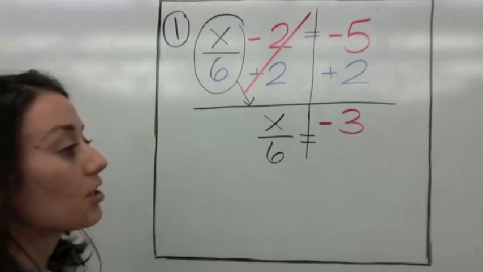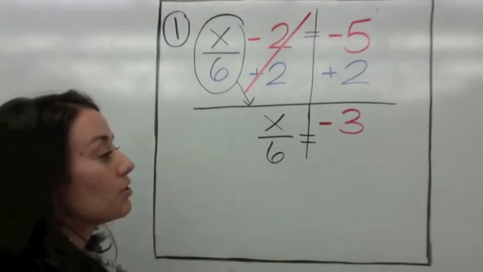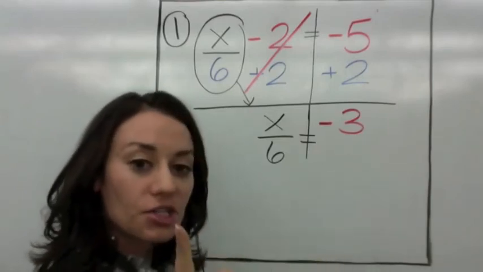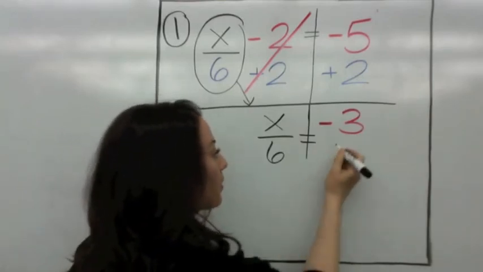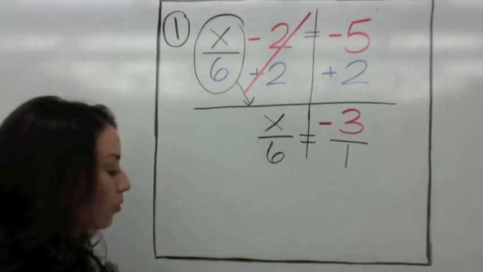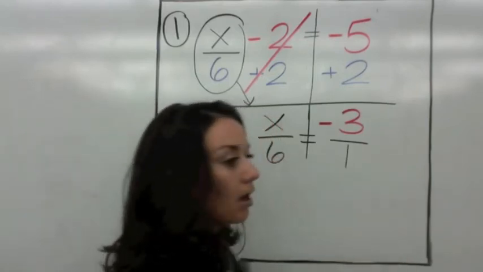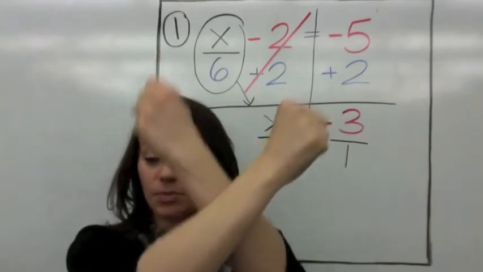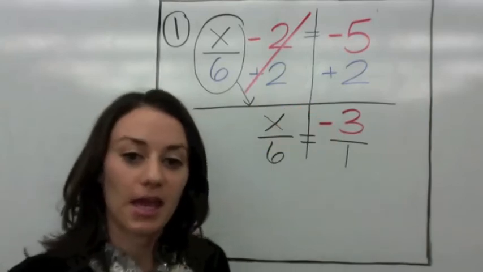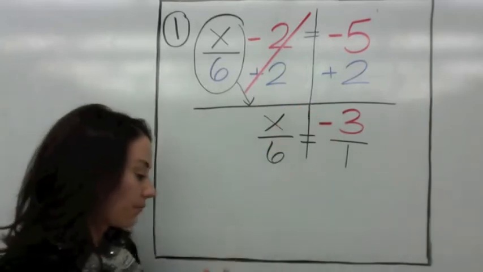You have a fraction on the left side of the equation. What do you have to do to the right side of the equation? You have to make it a fraction, right? How do you make negative 3 a fraction? What do you put under it? You put the number 1. And now you have 2 equal fractions or proportions. So now you can cross multiply. Show me. Cross multiply. Okay, that's why you put that 1 under there.